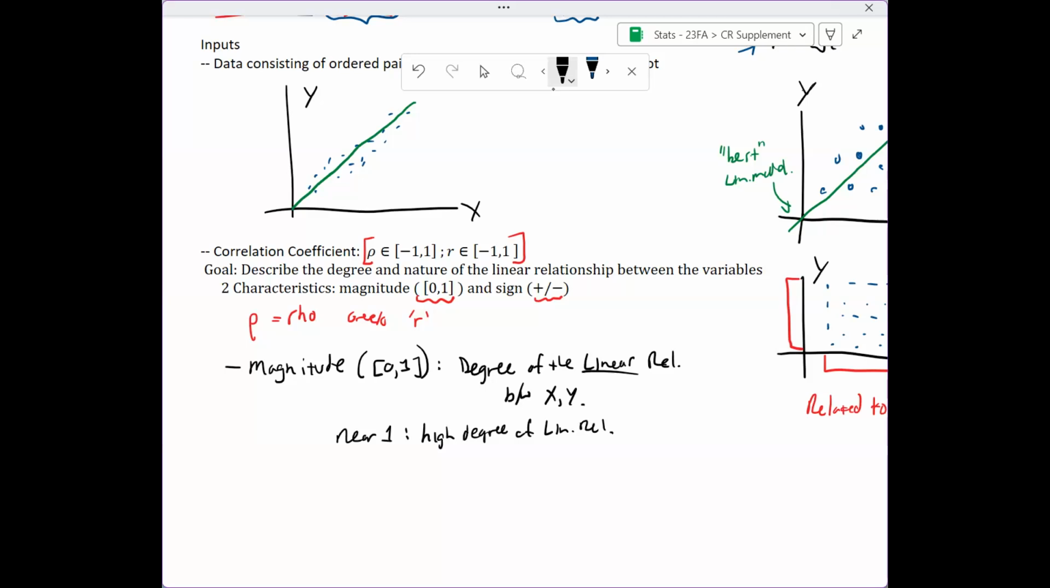In other words, what that means is that I can find a line, a linear model, that is quite close to most of the data points. On the other hand, if it's near 0, that indicates a low, or maybe a completely absent, degree of linear relationship between the 2 variables. In other words, even the best linear model I can find is not going to do a good job of modeling the data. It's going to be quite far away from most of the data points.